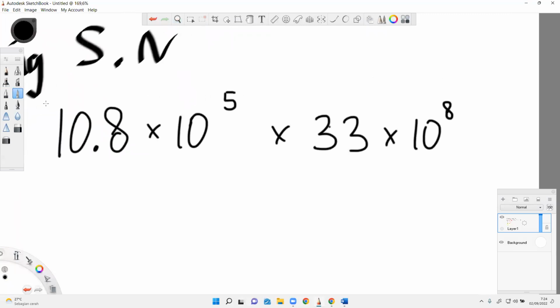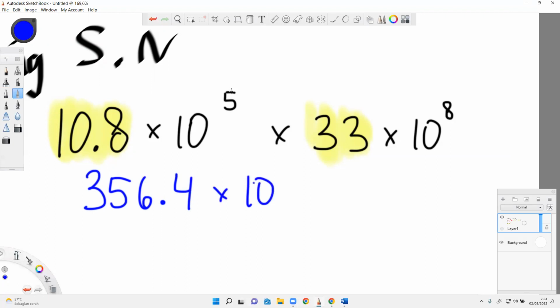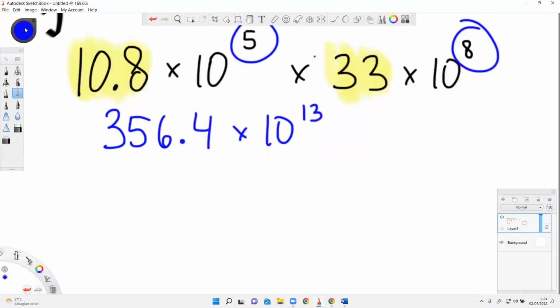So first thing first, what do you do? Focus on the numbers that have no power. This and this. What is the answer? Yes. What is the answer? 356.4. Thank you. And then times 10 power, you add the power. 5 plus 8. 13. But is it according to the scientific notation? No. Hell no. It's very, very far.